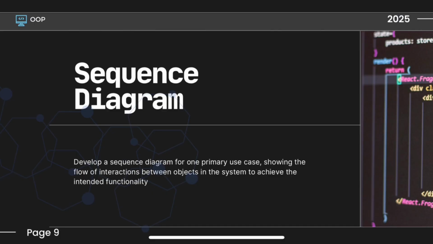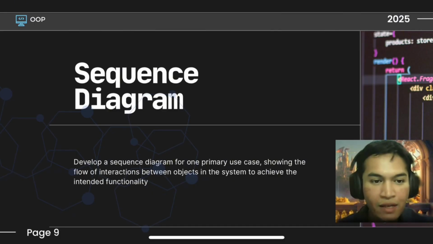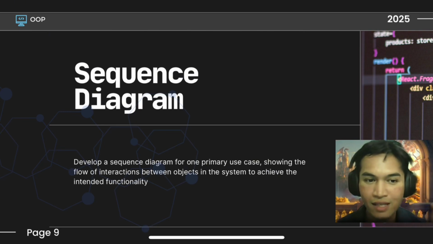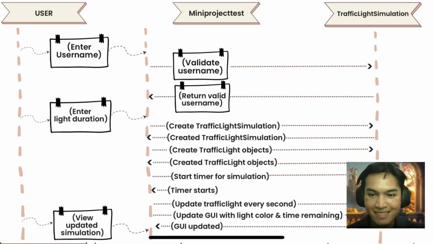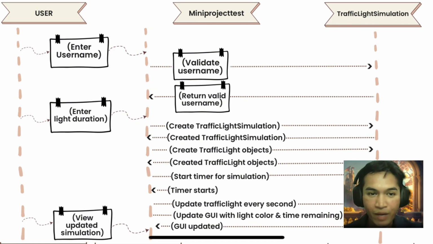Thank you, Benel. For the sequence diagram, we developed a sequence diagram for one primary use case, showing the flow of interaction between objects in the system to achieve the intended functionality. There are three parts: user, mini project, and traffic light simulation. For the user, enter the username. Only the correct username can access the system. For example, me, myself, Eric, Benel, and Elizia are the only persons who can access the validated username. If we enter an incorrect username, it will return to valid username.